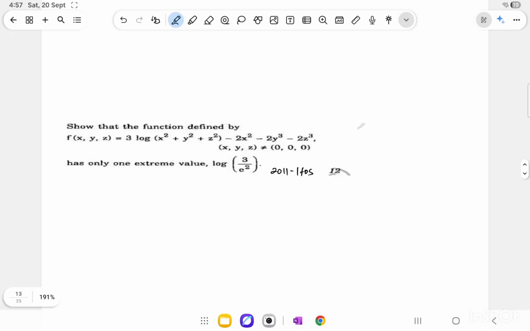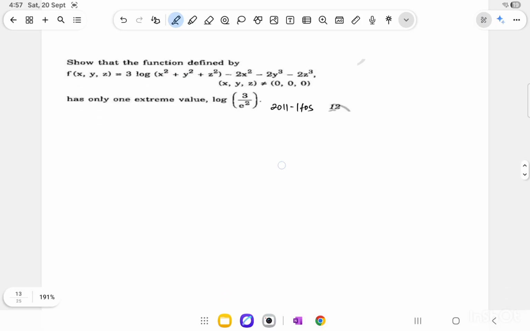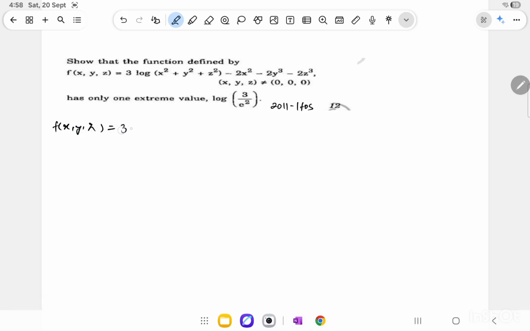So the next question says that show that the function f(x, y, z) has only one extrema value, and that is basically log of 3 divided by e square. So let's do that. So our function f(x, y, z) is basically 3 times log of (x square plus y square plus z square) minus 2 times (x cube plus y cube plus z cube).